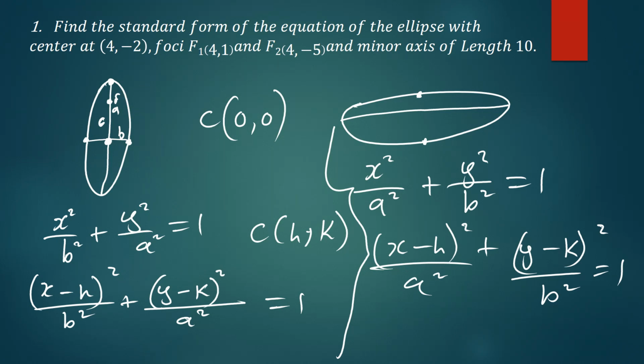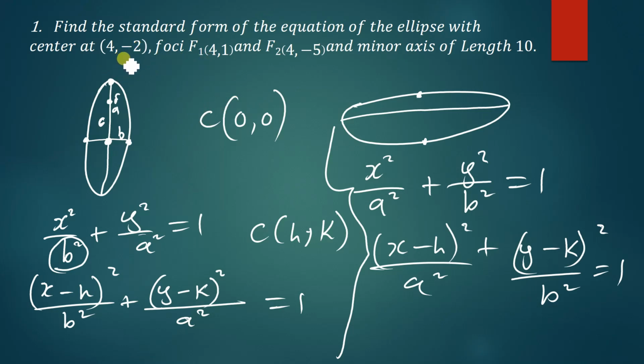So now the question is, how do we find the value of B, the value of B squared, and the value of A squared? And how do you determine the orientation of the ellipse? So how do you know? The orientation is determined by checking the coordinates that you've been given.